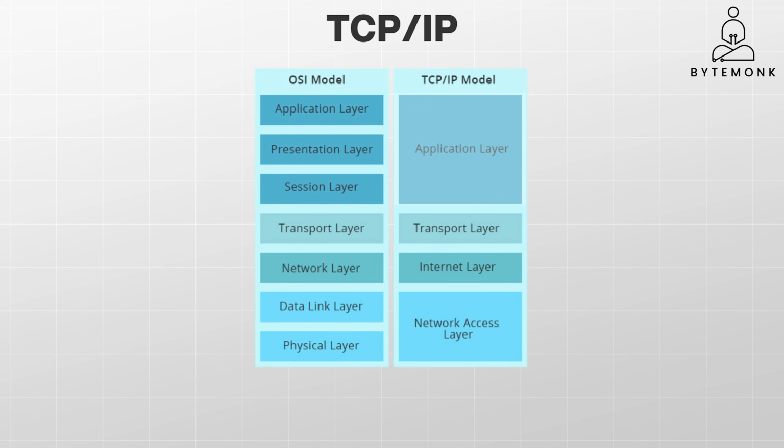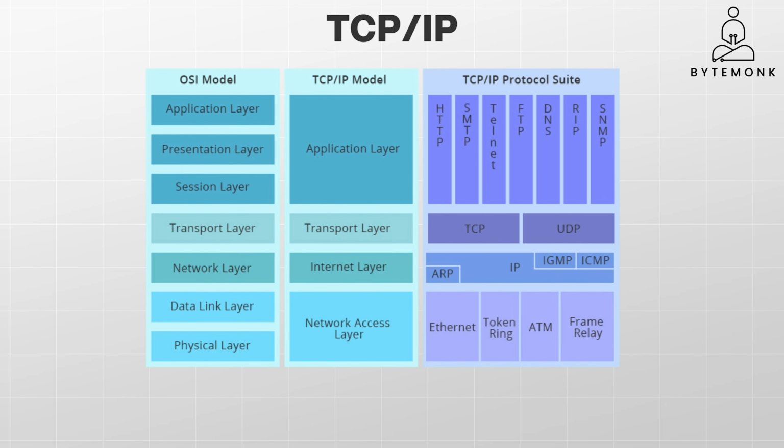TCP/IP clearly combines some of the OSI layers. The presentation and session layers from OSI don't have a direct equivalent in TCP/IP. Their functions are partially handled within the application layer or other parts of the model. The data link and physical layers in OSI become the network access layer in TCP/IP, focusing on the physical process of putting data in the network.